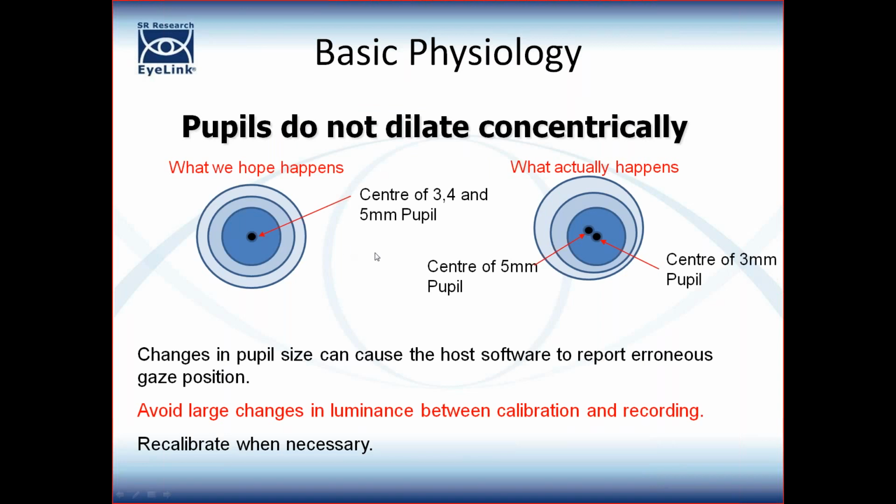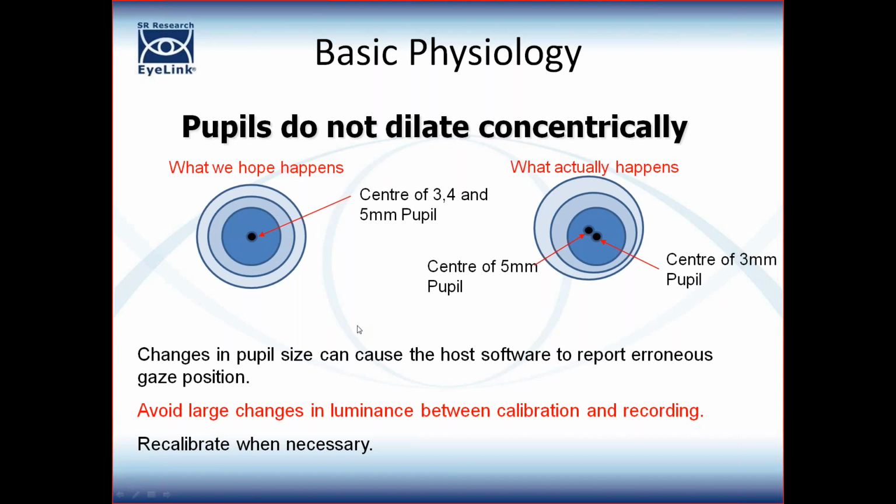Now, another point to make about the basic physiology, because it has implications for how we look at the data, is the fact that pupils do not dilate concentrically around their center. In fact, they don't even dilate particularly symmetrically or evenly. It would be nice if, here was a small pupil and here was a big pupil, and you can see that for the small and the big pupil, the center is still in the center. But in fact, what happens is something more like this. We have a small pupil with its center here. As it dilates asymmetrically, of course its center therefore shifts.